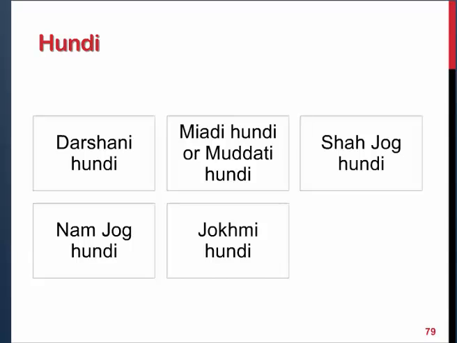Jokhmi hundi. The term jokhmi means against risk. A jokhmi hundi therefore is a combination of a bill of exchange and an insurance policy. Dhani Jog hundi. Dhani means honor. A Dhani Jog hundi is payable to Dhani, honor, only.